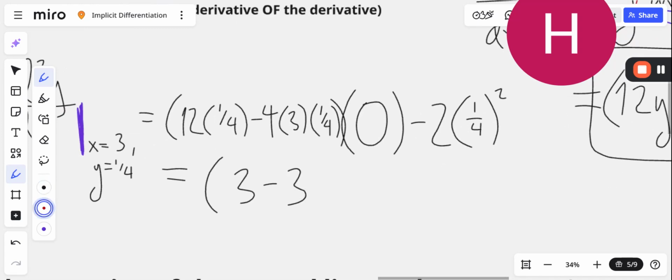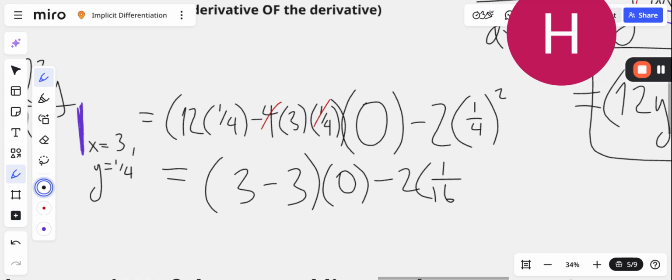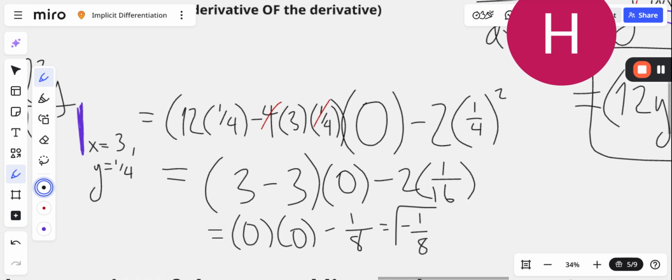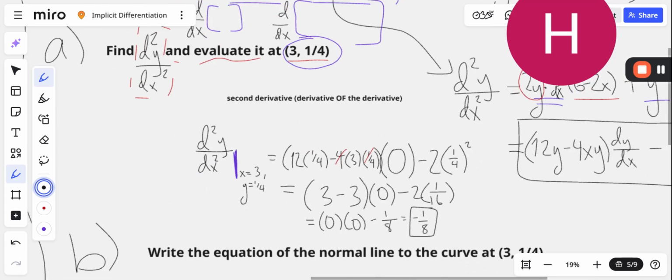This is going to be 3 minus 3. 4 times a fourth cancels to 1. 1 times 3 is 3. So we have 3 minus 3 times 0, as if there weren't 0 enough. So we have 0 times 0, big surprise on what that is, minus 2 over 16, or just 1/8. So we're going to end up with negative 1/8. Okay, that's part A in the bag.